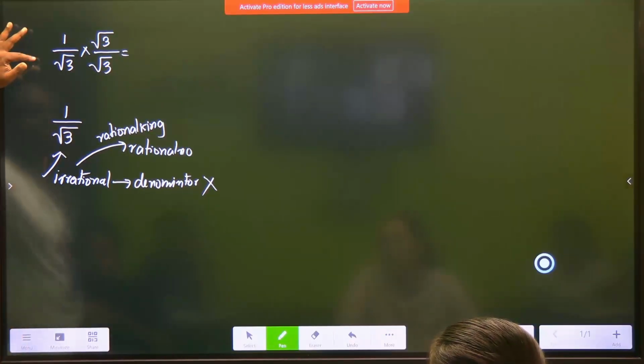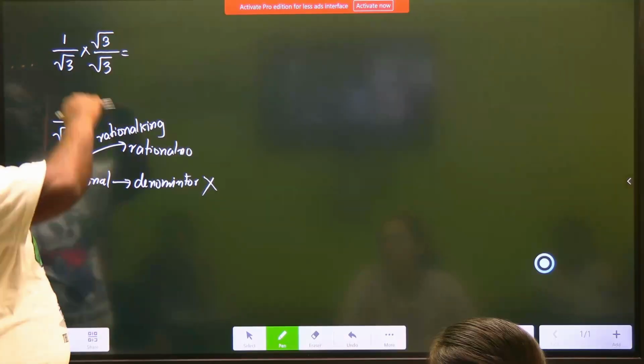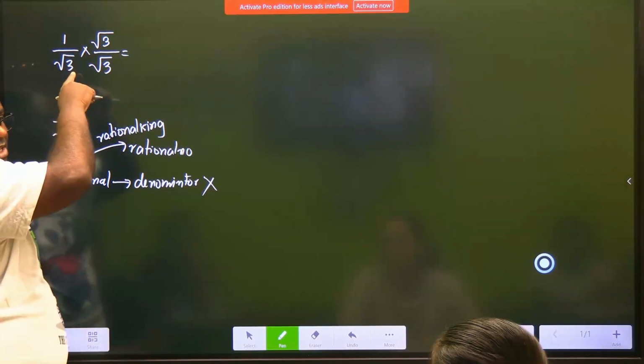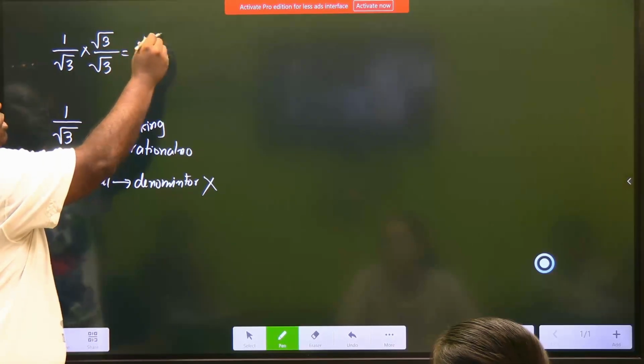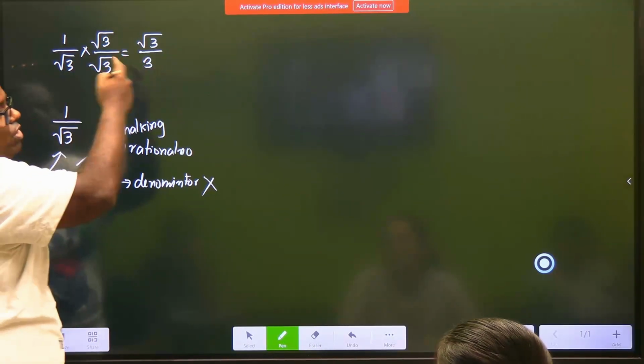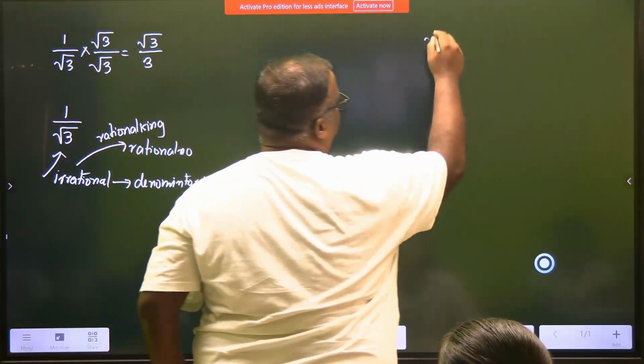Okay, 1 upon root 3. 1 upon root 3 has an irrational number in the denominator. We are supposed to rationalize it. And the way you rationalize it is you multiply the denominator and numerator by the same irrational number. So now the denominator becomes root 3 into root 3, which is how much? 3. If you have some confusion about it, then it's very easy.